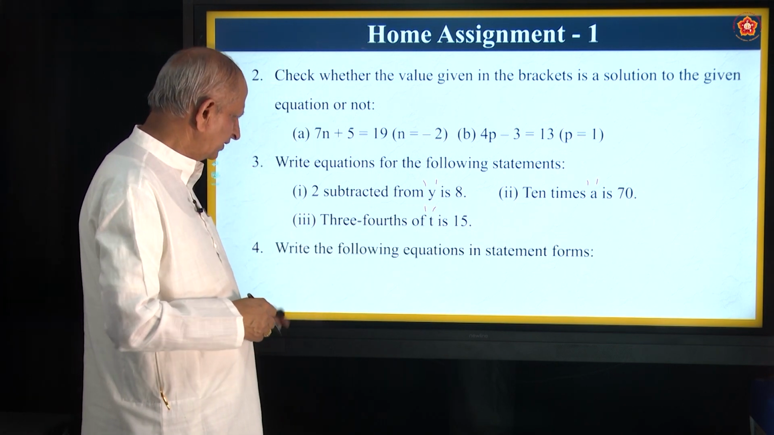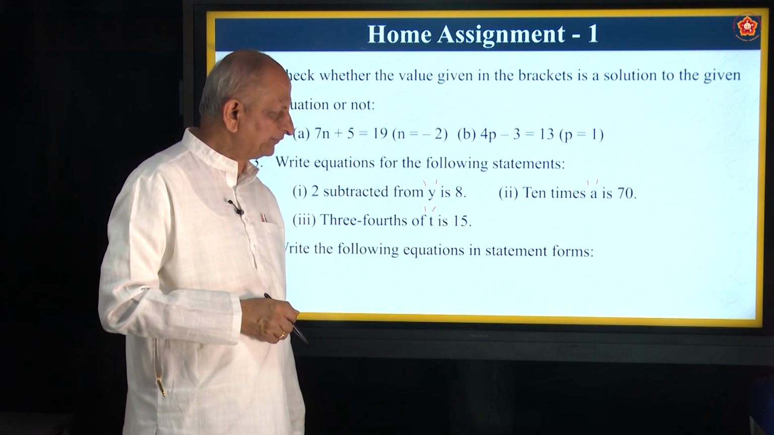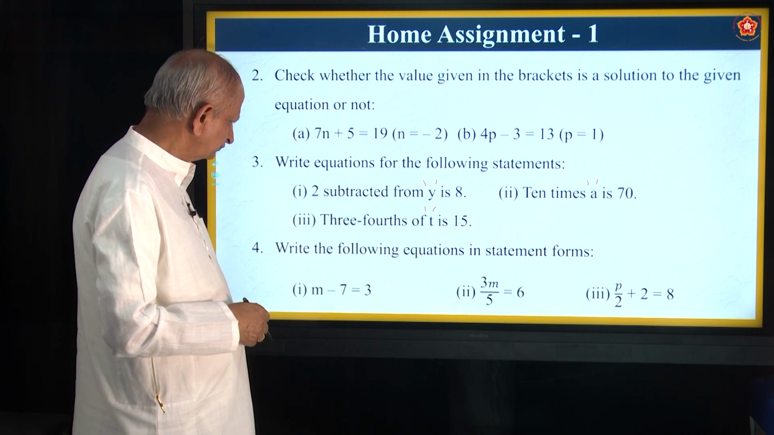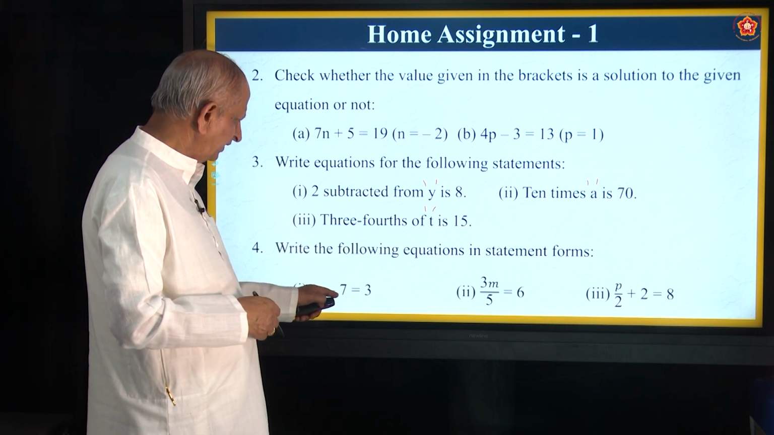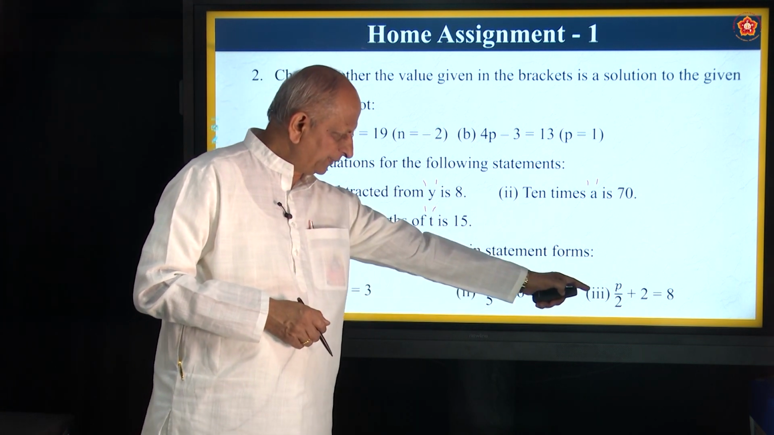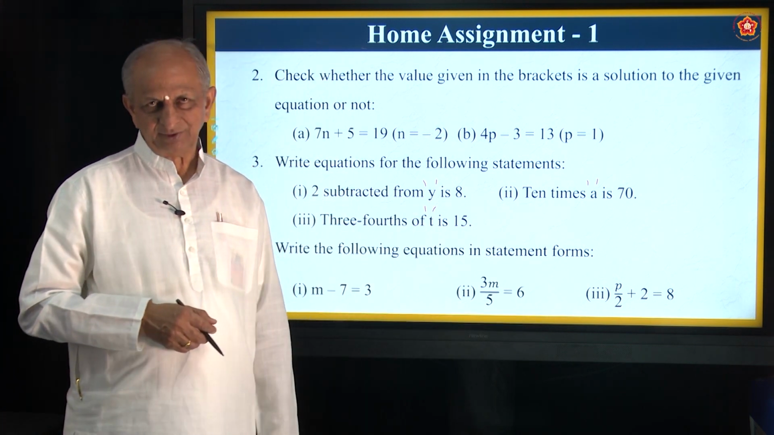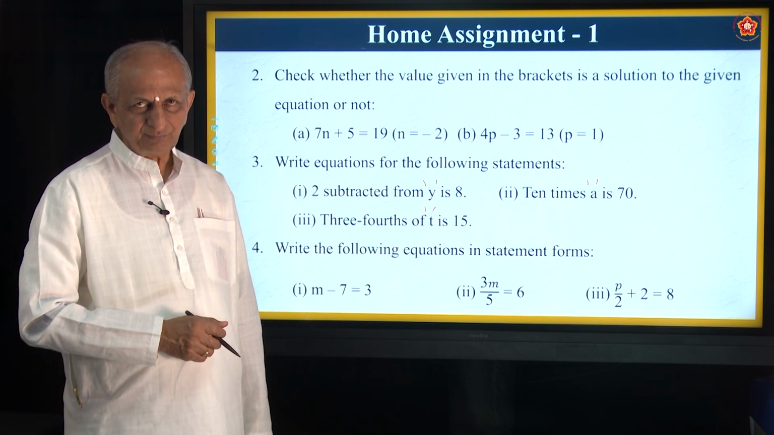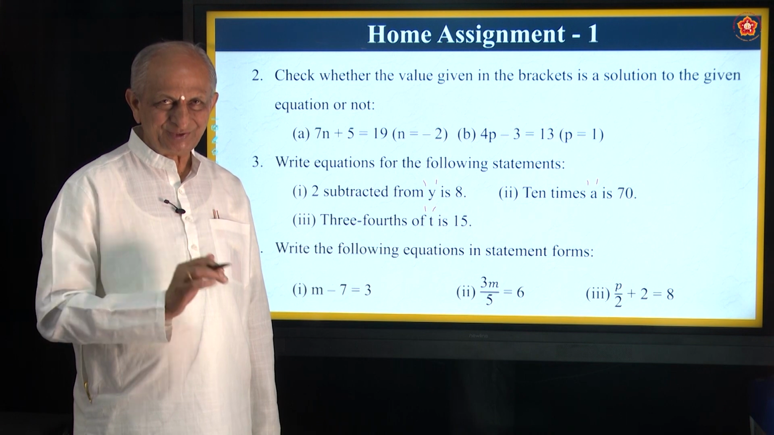And the last question, write the following equations in statement form. This is how you have to write it, as you have done here. M minus 7 equals 3, 3m by 5 is equal to 6, p by 2 plus 2 is equal to 8. It is all in the textbook, just note it down, that is all. Try to answer the questions.